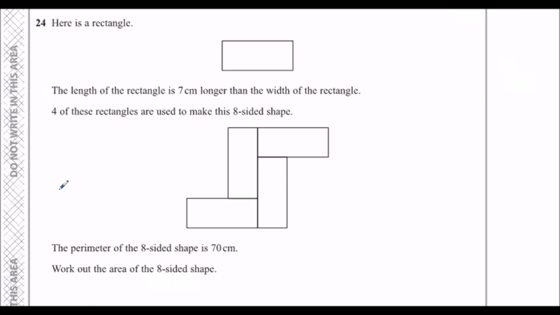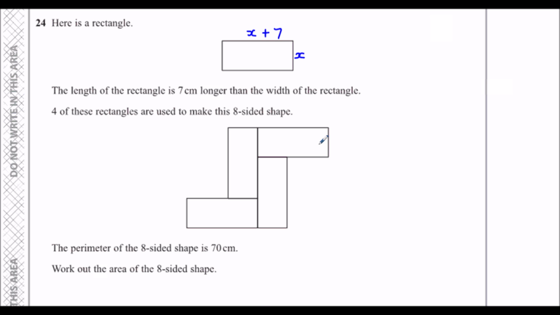Question 24. Here is a rectangle. The length of the rectangle is 7 centimeters longer than the width of the rectangle. So if the width is x, the length is x plus 7. 4 of these rectangles are used to make this 8-sided shape. And the perimeter is 70. Work out the area of the 8-sided shape. So we need to work out what our unknown, what x is really.